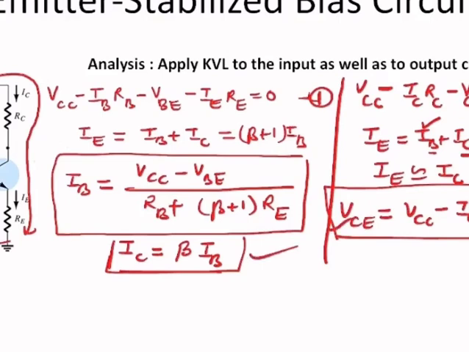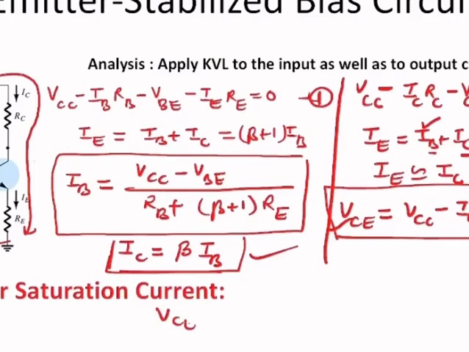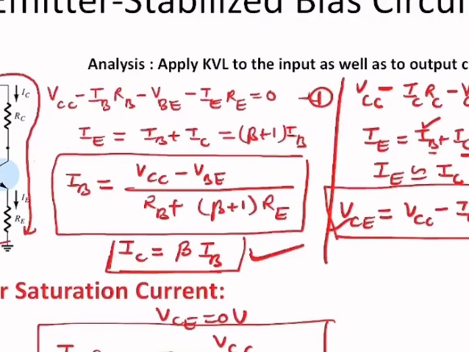Now come to the transistor saturation current. For the saturation current, in this equation 3, put VCE equal to 0 volt. Then we get IC saturation equal to VCC divided by (RC plus RE). This is the saturation current. For linear amplification, the collector current which we have already found, IC, must be less than IC saturation. Otherwise, the transistor goes into saturation.